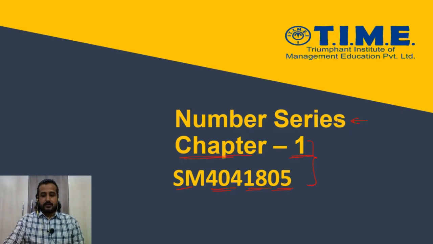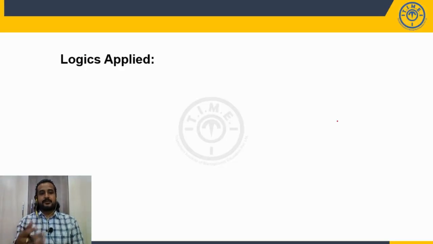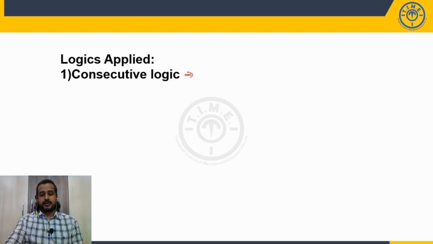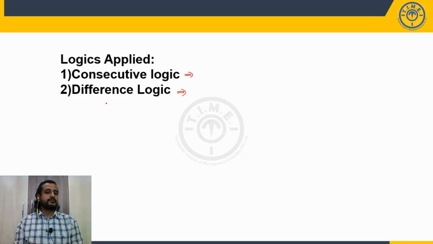Now, let us quickly revise the basics that we discussed during the number series class. In case you have not watched the basics video, please do watch. What are the rules that are followed in number series? Consecutive logic. When are we going to apply the consecutive logic? When the numbers themselves follow a specific pattern. The second rule is difference logic. When are we going to apply the difference logic? When the numbers are close to each other.